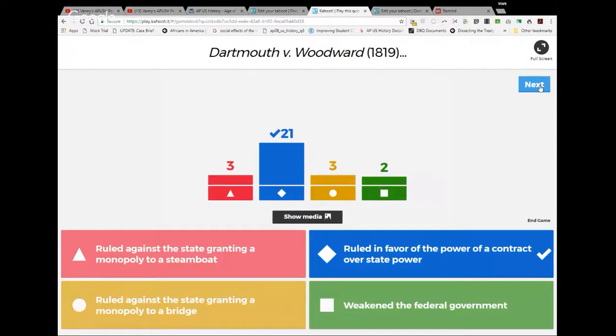Nicely done, Ryan. Let's see if you are getting that offline. Don't want to be plagiarist now. Now, what was the case of ruling against the state granting monopoly to a steamboat? Thank you, Ryan. That's from Wikipedia.